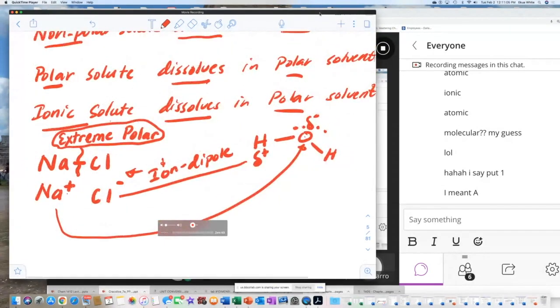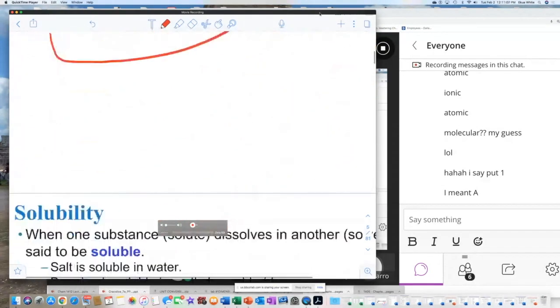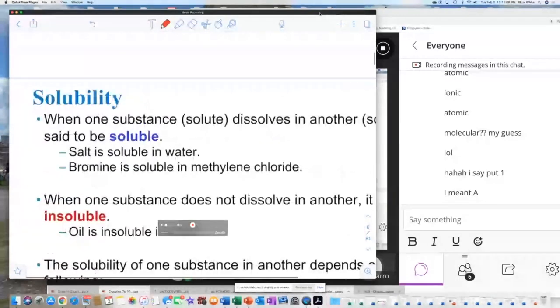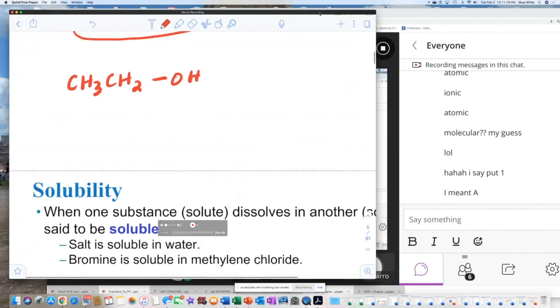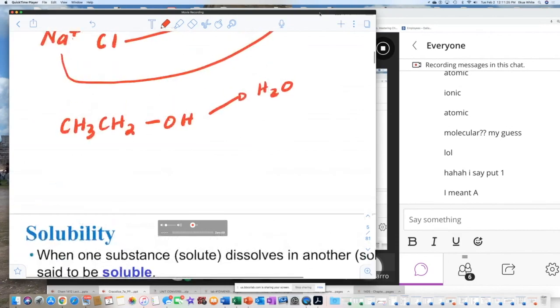Okay. So, you guys did this based on the question I asked you. We talked about CH3CH2OH. And I told you that this dissolved both in water, right? And it dissolved also in CCl4. We mentioned this in the last session.